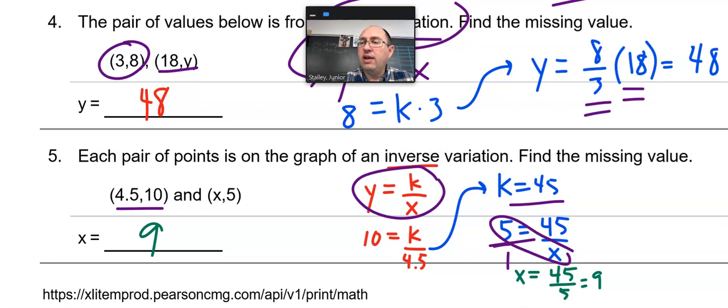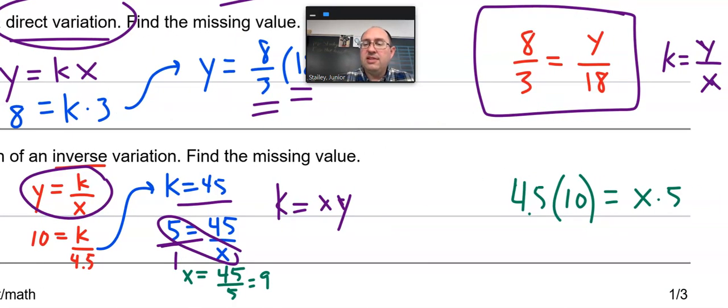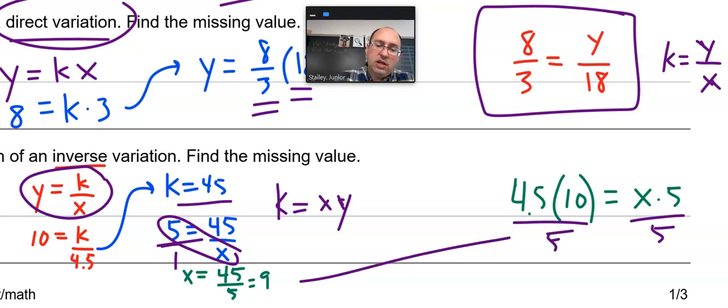Now, that is the way I would like to see you work it out, but we could do that since the constant, right, k equals x times y for inverse variation. Another version of that would be to set up x times y on both sides. 4.5 times 10 equals x times 5. And of course, to solve that, you would divide by 5. And you're still going to get 9. Same thing you got before.